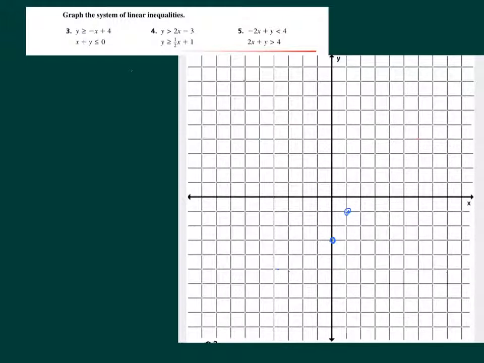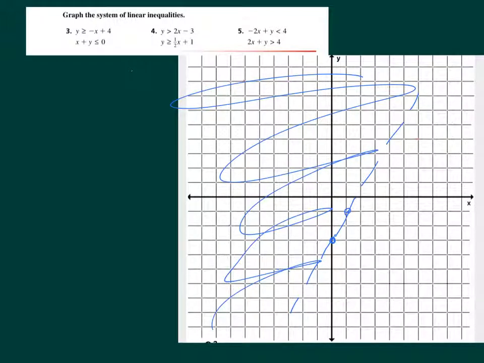Solid or dotted line? Solid. Try again. Dotted. Dotted line. Shade above or below the dotted line? Below. It's greater than, so you're going to shade above the dotted. Other line in red. What's my y-intercept?